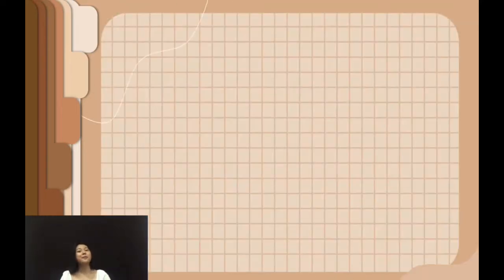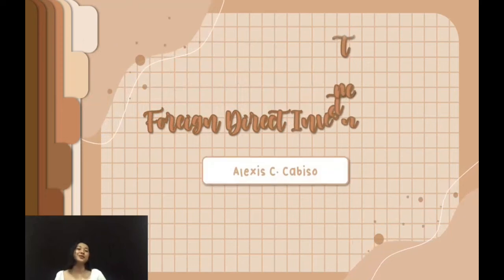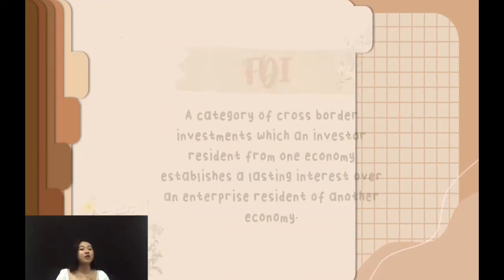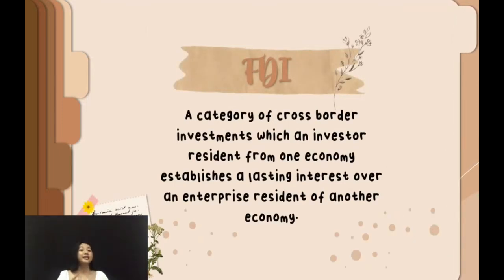We will be talking about foreign direct investments, also known as FDI. FDI is a category of cross-border investment in which an investor resident in one economy establishes a lasting interest and a significant degree of influence over an enterprise resident in another economy.